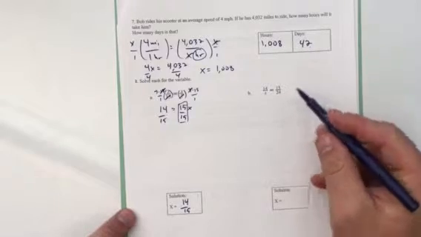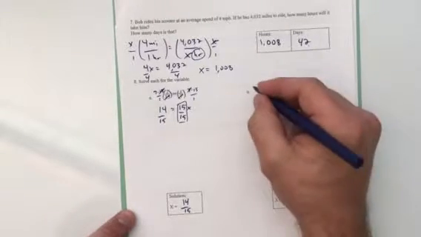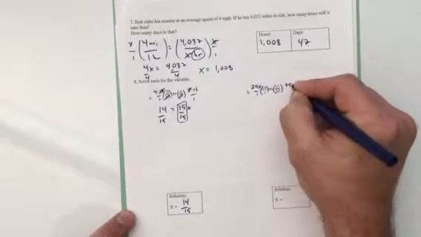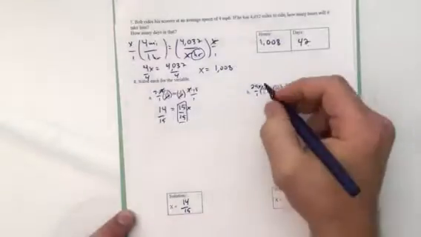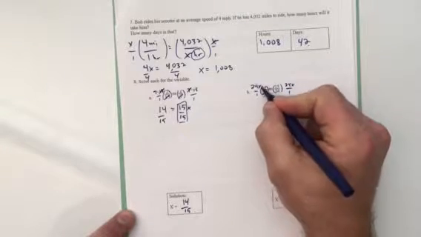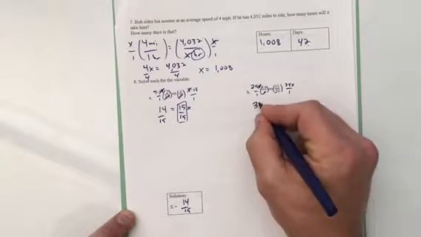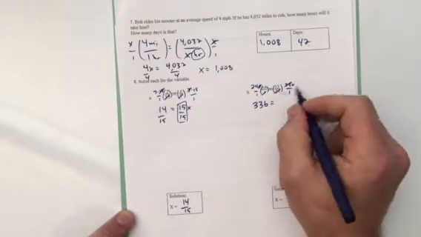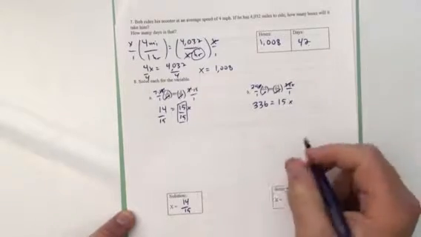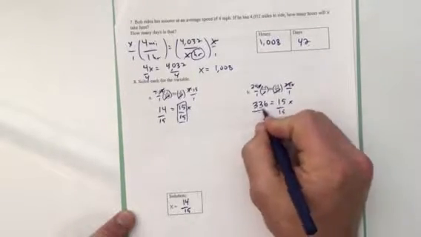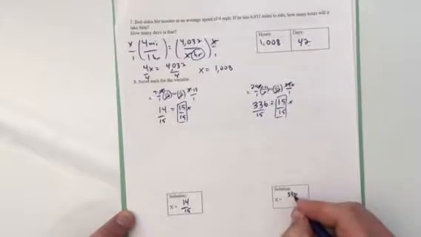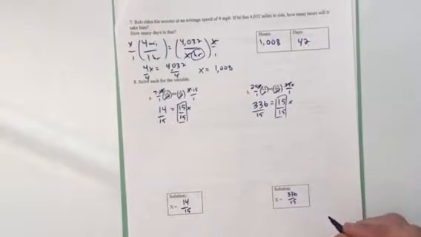B, common denominator between x and 24 is 24x. On the left side, the x's cancel. 24 times 14 is 336. On the right side, the 24's cancel. 15 times x is 15x. Again, divide by the coefficient, and x equals 336 over 15, or 22.4, I believe.